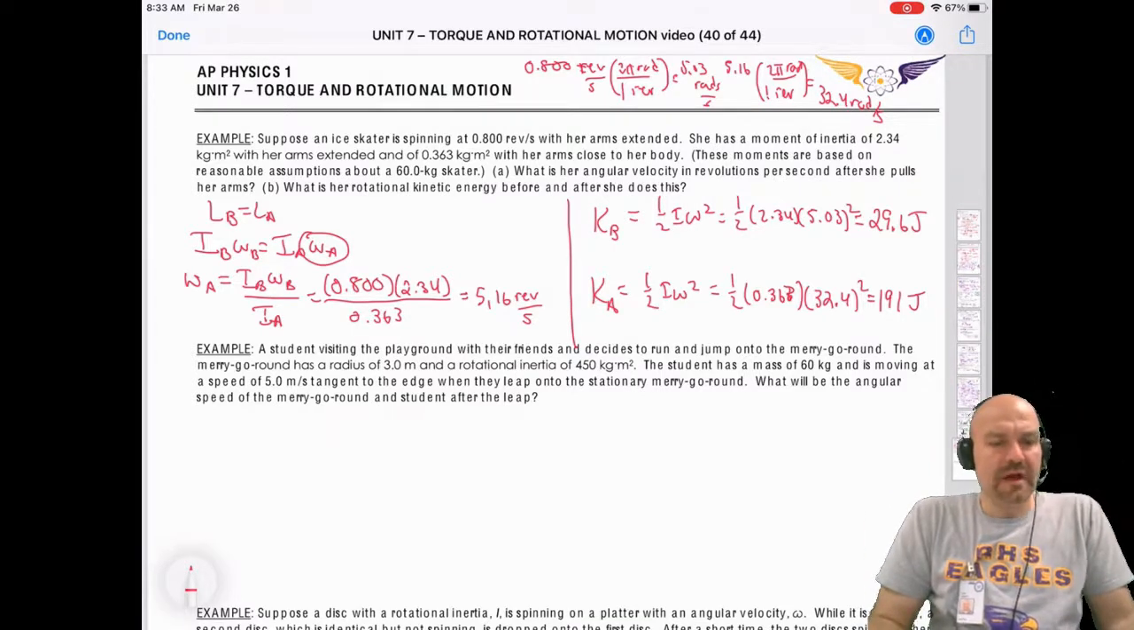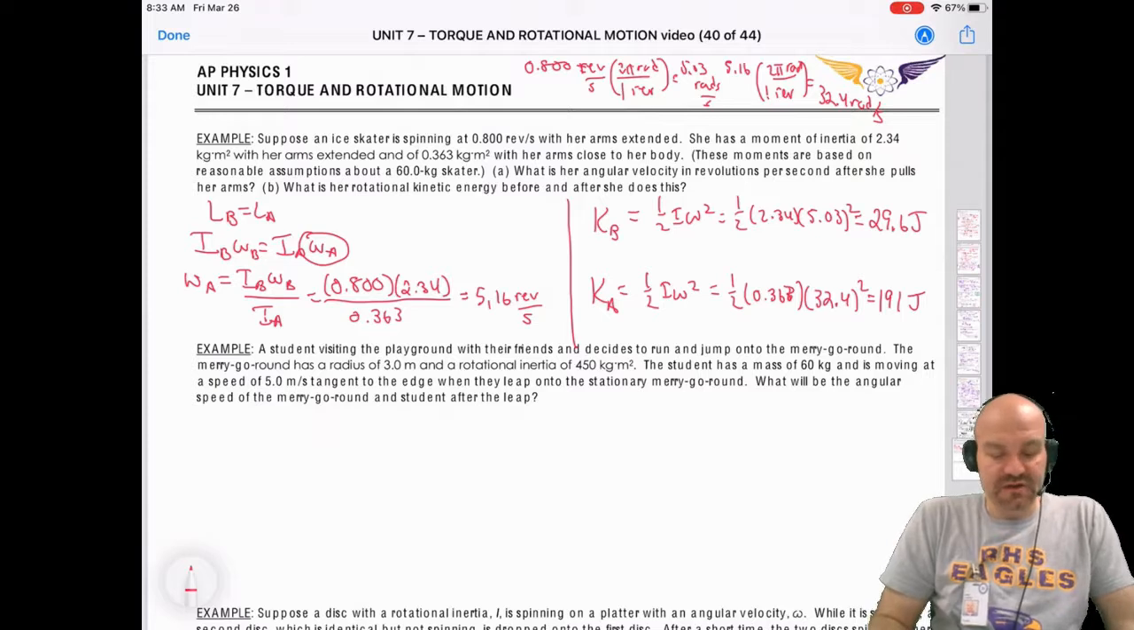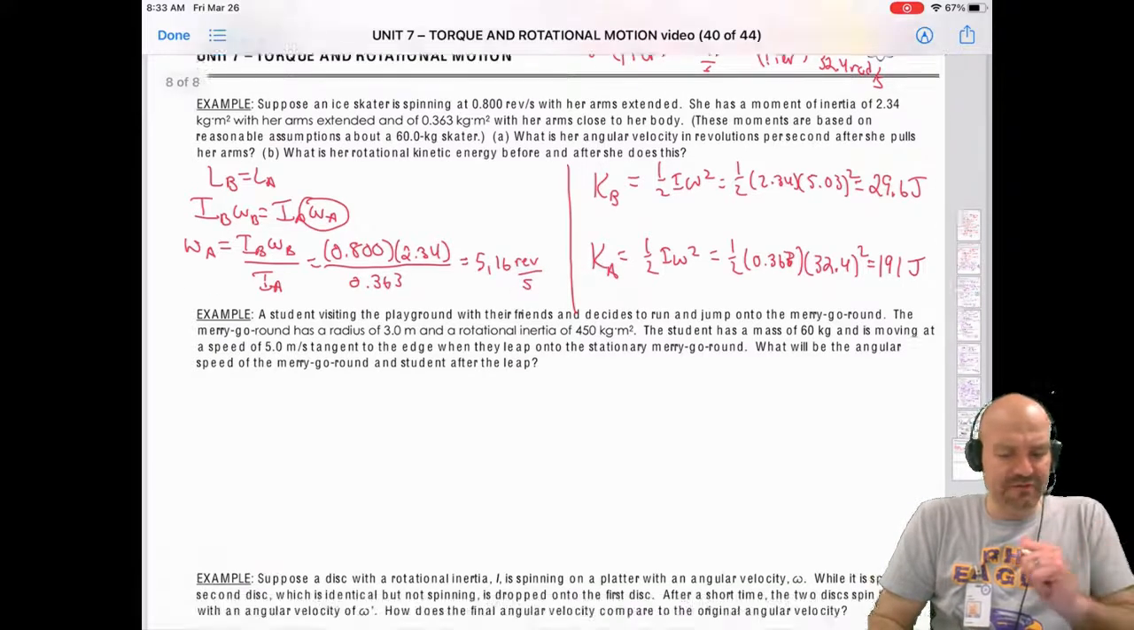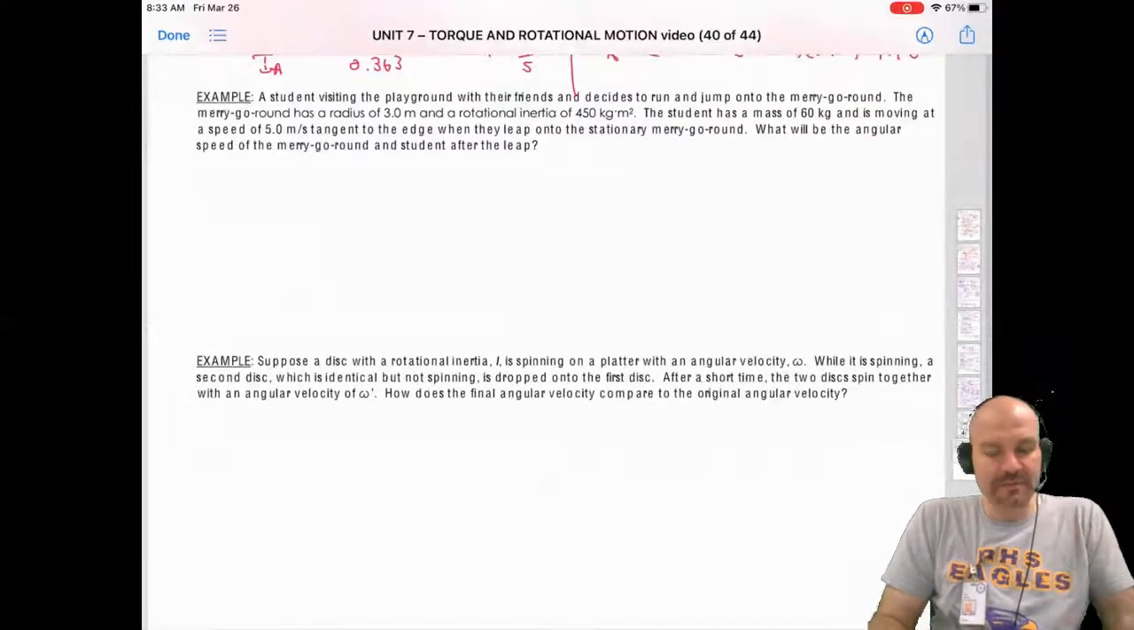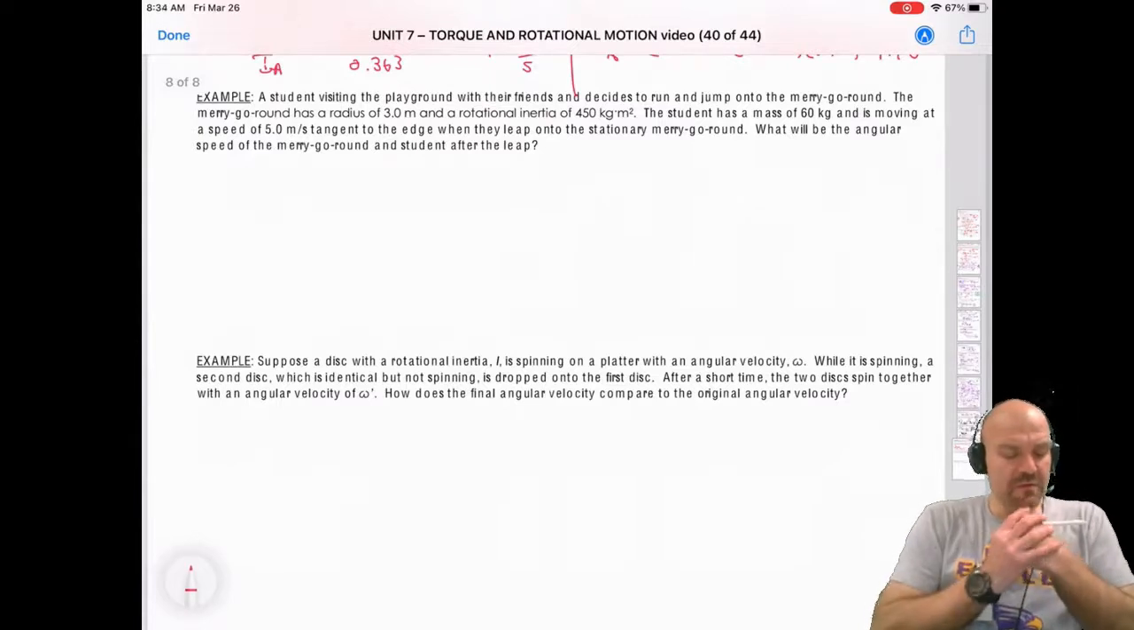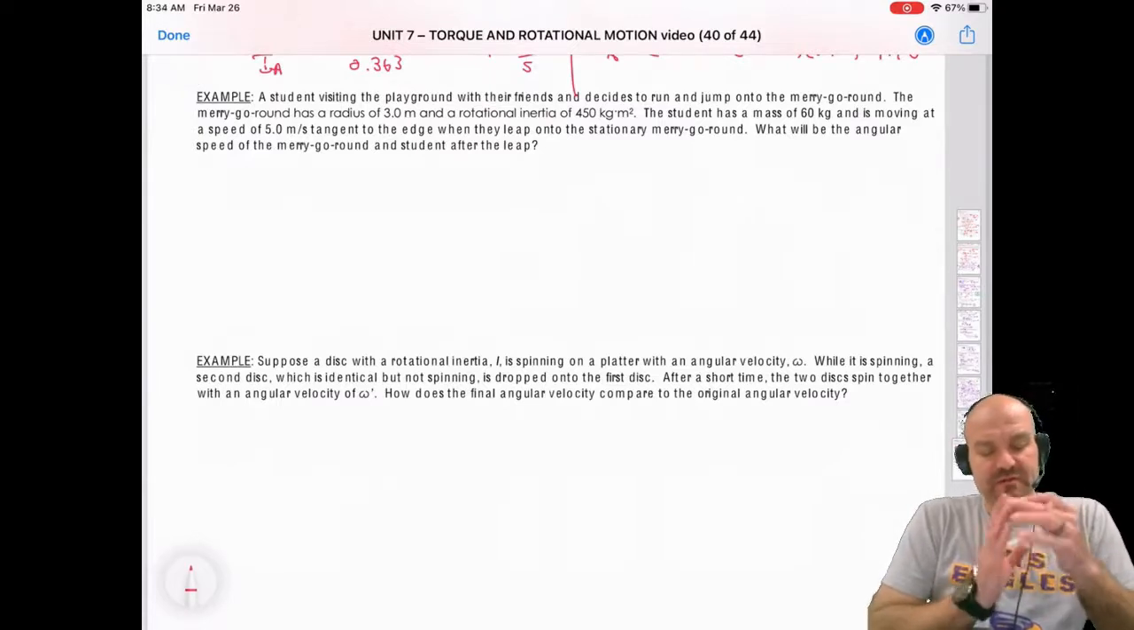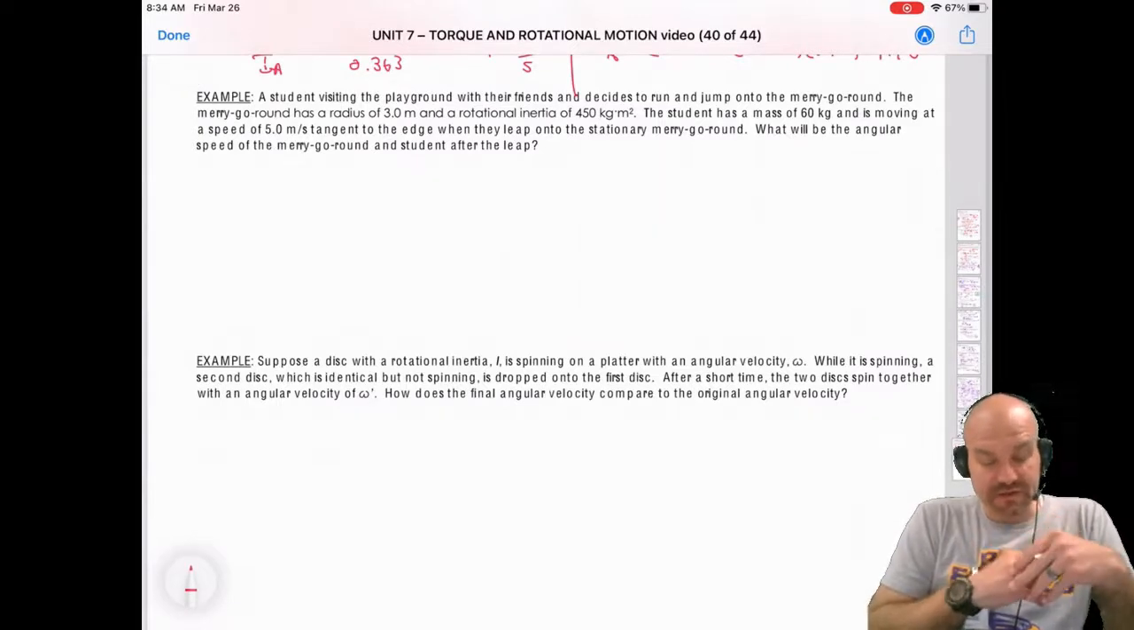Okay. Now the next two questions are going to really deal with these rotational collisions, if you want to say. And so the first question: a student visiting the playground with their friends decides to run and jump onto the merry-go-round.